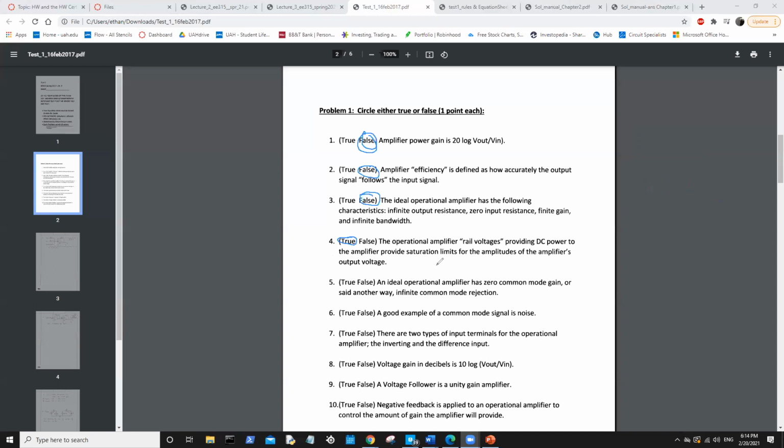Operational amplifier rail voltage is providing DC power, therefore output voltage here. Obviously, if you were dealing with a different type of amplifier, there are different rules with what matters, but this is a voltage amplifier. Mhm. All right, true, false. An ideal operational amplifier has 0 common mode gain.